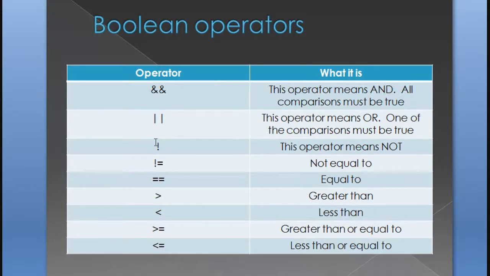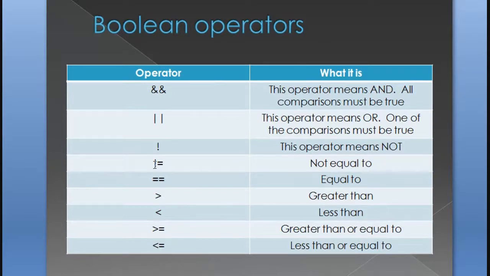Exclamation point, this means not. So if you have an expression and you put an exclamation point in front of it, you're saying this is not, it's going to reverse it. If the expression returns true, the not will make it false. If the expression returns false, the not will make it true.